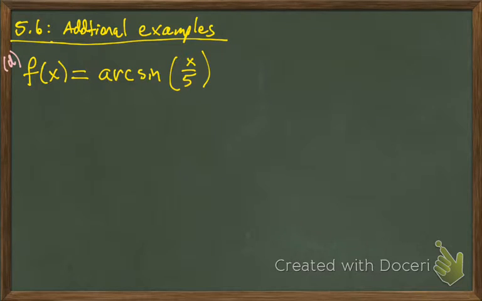Okay, in this video we're going to look at a couple of extra exercises from section 5.6. So first thing we're going to look at is finding the derivative of f of x equals arc sine of x over 5.